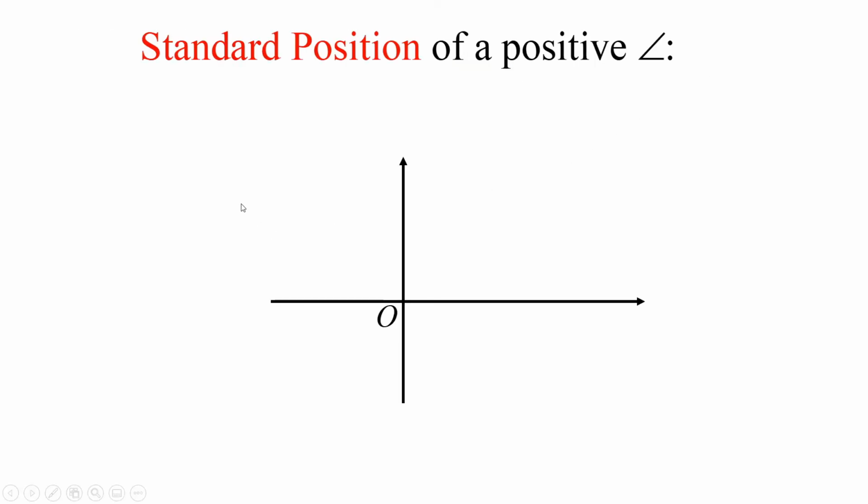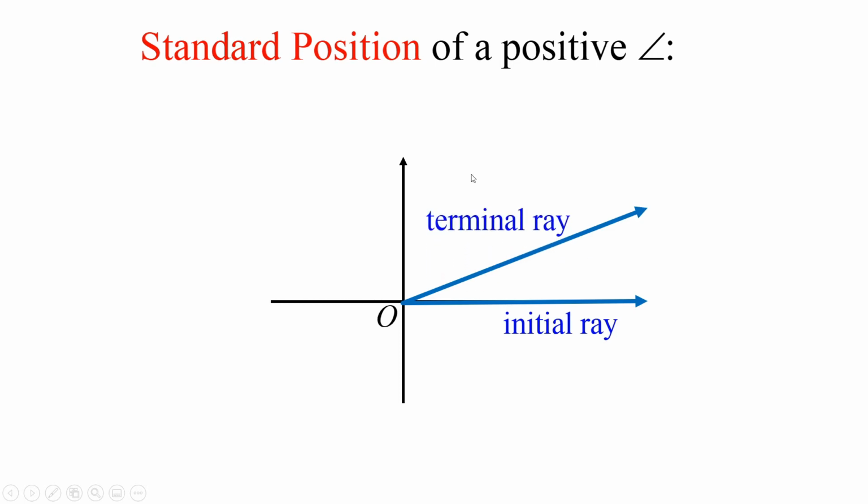Okay, standard position of a positive angle. Note we have the coordinate plane right here. The origin will be the vertex of an angle in standard position, and the initial ray will be on the positive x-axis right here. So that would be the standard position of a positive angle, and whatever that measure is, that would be the measure of that angle. Initial ray and the quadrant 1 terminal ray right there.